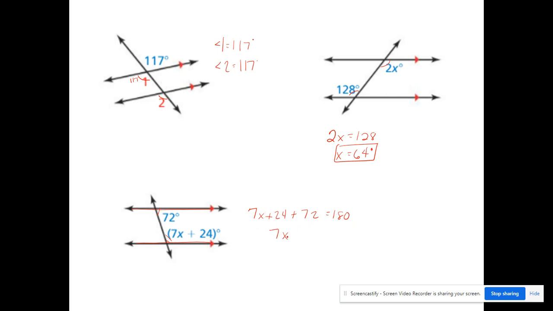So I've got 7x plus 96 equals 180. I'm going to subtract 96 from both sides. So this is going to be 94. No, 84, right? Okay. And then divide both sides by 7. And so x is equal to 12, I believe. Yeah. So x is equal to 12.